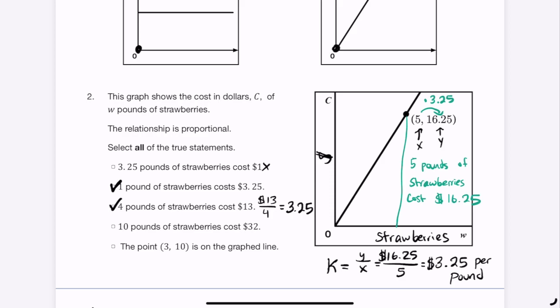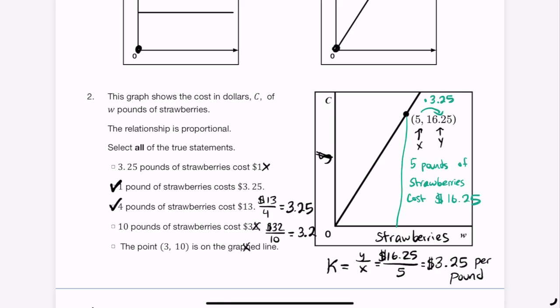Then I can do the same thing here. For 10 pounds of strawberries costing $32, I'm going to do 32 divided by 10, but that's going to be 3.2, or 3 and 2/10, not 3.25. So that's not going to be the same. It's not the exact constant of proportionality.